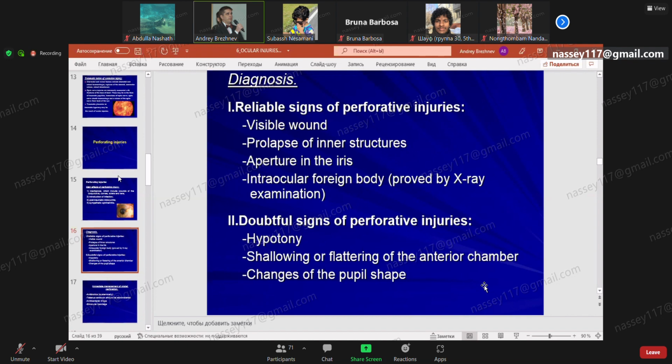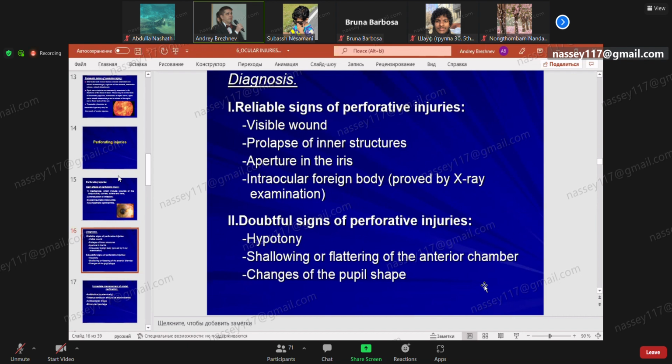So, reliable signs of perforative wounds. Visible wound. If you can see the wound, it's clear that it's a perforation. Prolapse of inner structures. You can't see the wound, but in the area of the wound you see, for example, the iris out of the eyeball, so it's clear that there is a perforation. Aperture in the iris: you can't find the primary wound in the outer coat, but you see the wound in the inner structures. Of course, we can't imagine an inner wound without a perforation of the outer coat.